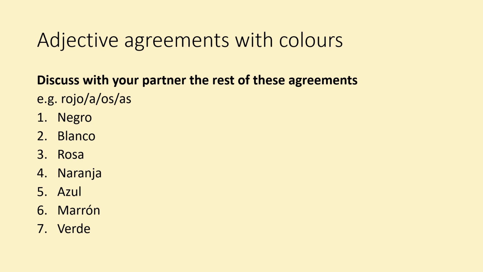Pause, come back. Okay, so all of our adjectives, like negro, blanco, anything ending in an O, works just like rojo, so it becomes a, os, as. If it ends in an A, like this, it stays the same. We just add an S. Azul, marrón, you add ES to the end, and verde works just like naranja and rosa, we add S to the end to make it plural.